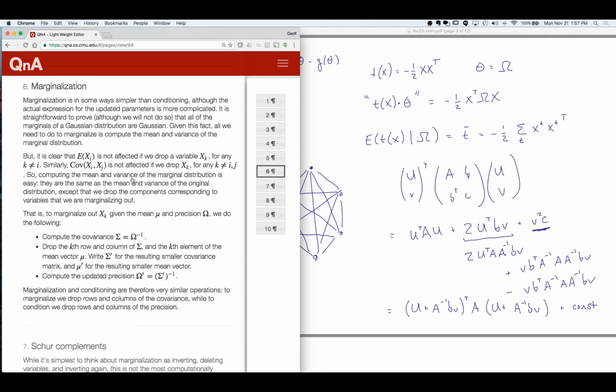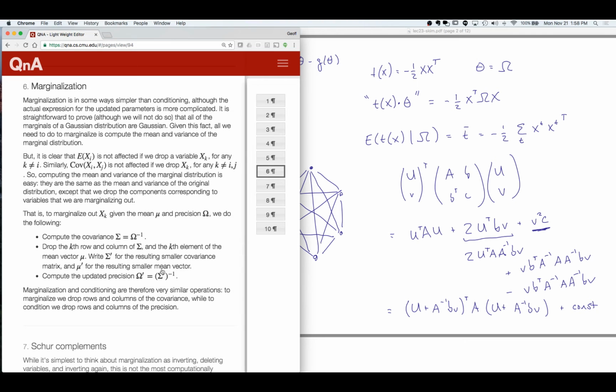And the same thing for covariance. If we have the covariance between two variables xi and xj, and we drop a third variable xk, that doesn't affect the covariance, right? Because the covariance is just defined as the expected value of the product of xi and xj, and that expected value does not contain xk at all. And so it's actually really simple to compute the mean and variance of the marginal distribution because they're the same as the mean and variance of the original distribution, except that we just drop the components corresponding to the variables that we're marginalizing out.